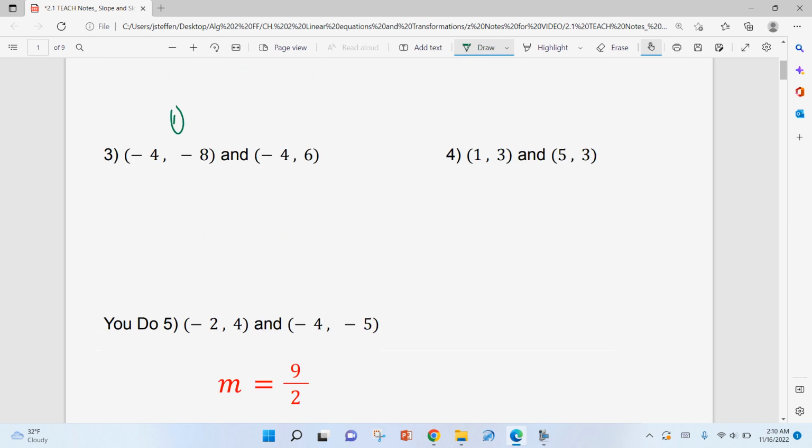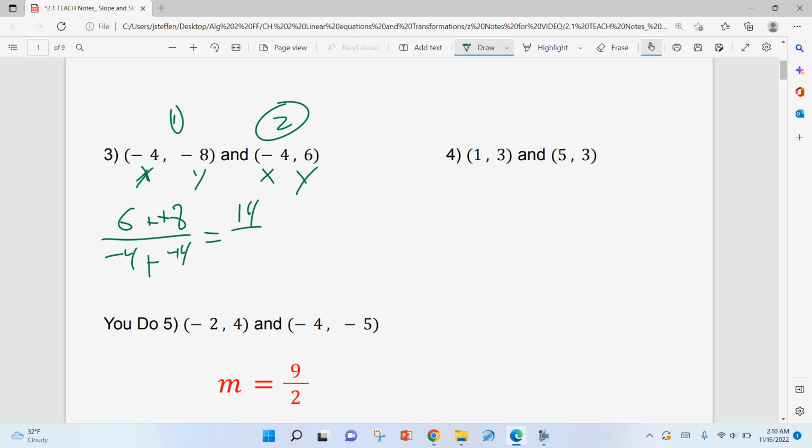So again, once you get a little bit better at this, if you just want to label points 1 and 2, you can tell which ones are your x and y. But I would at least label them with something. When people try to take shortcuts with this, it's when they start making simple mistakes. So y2 minus y1 over x2 minus x1. That's plus, so that ends up being 14 over, that's plus negative 4 plus 4 is 0.